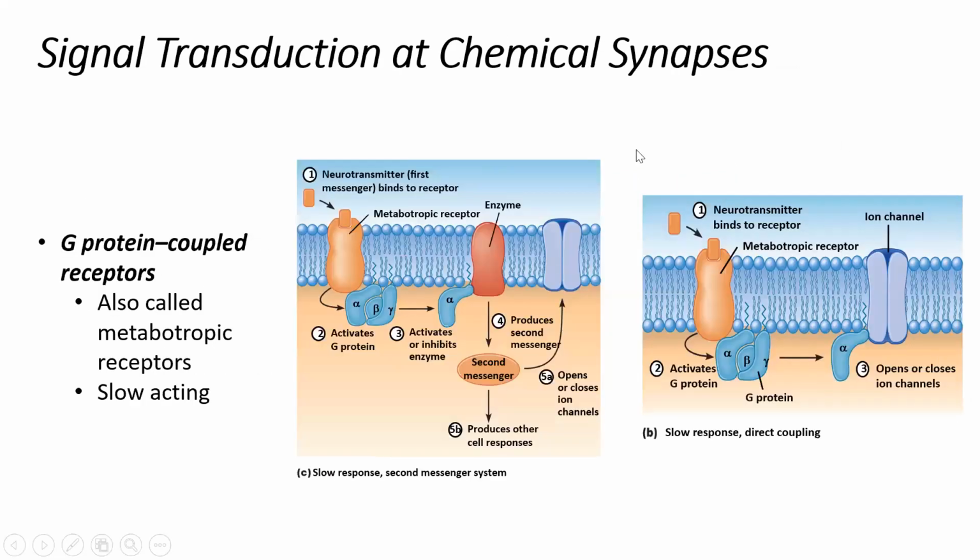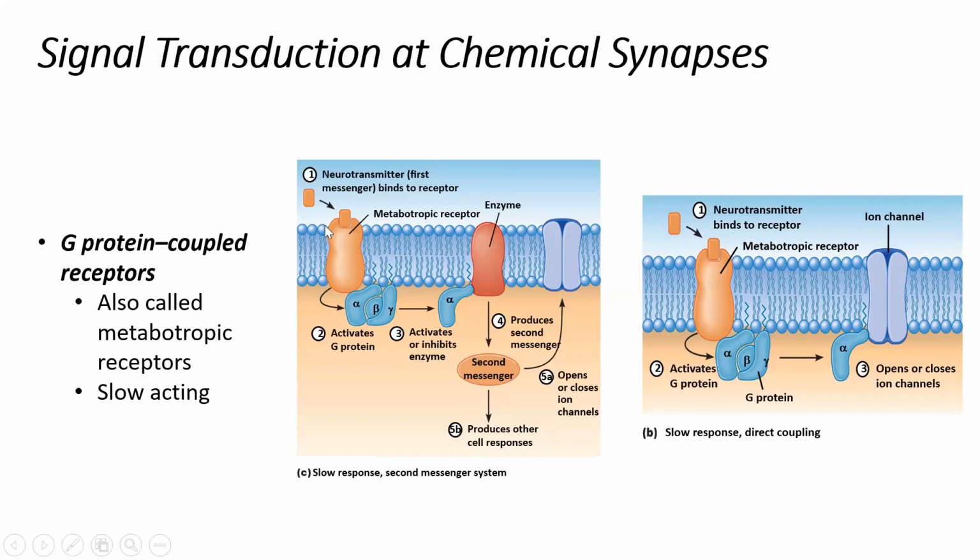Now, the second type of response here is called a slow response. And this is where we have several players involved, right? The message has to go through several different people before it can get to that cellular response. This is called a metabotropic receptor. And it's also coupled to a G protein. That's why it's also called a G protein coupled receptor.